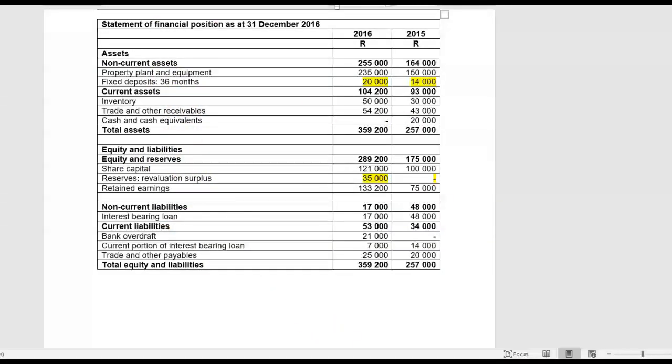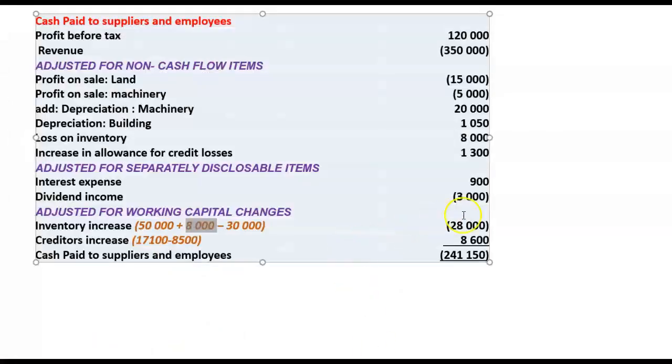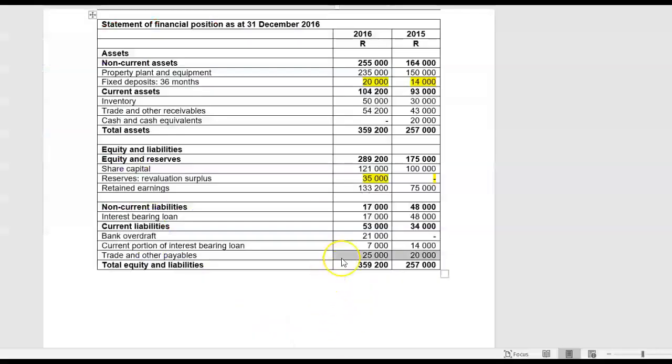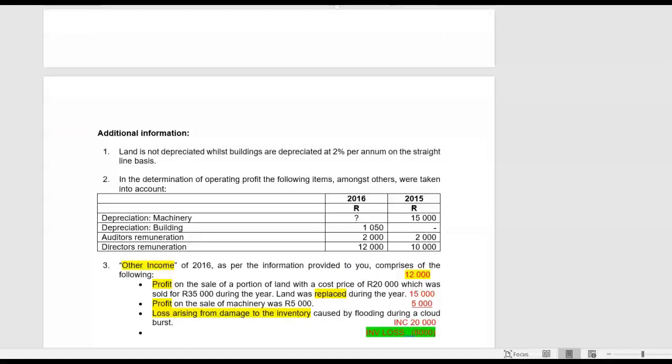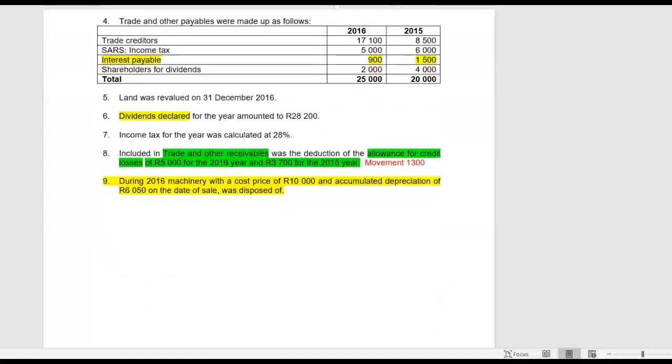There's no such prepaid expenses or accrued expenses or something like that. The next one is trade and other payables, and there was an increase of 5,000 Rand in trade and other payables. Why is this different? Oh, yeah, now I've made the classical mistake that you could have made, probably would have made, because here they give me the breakdown of trade and other payables.